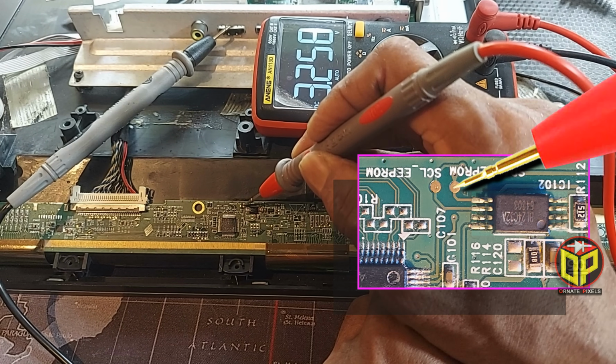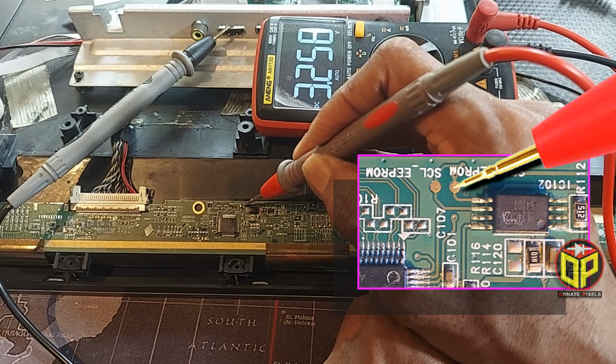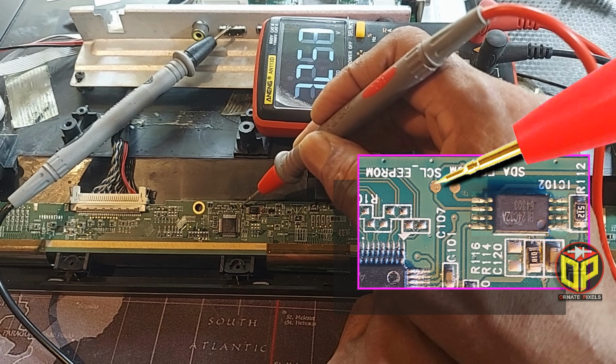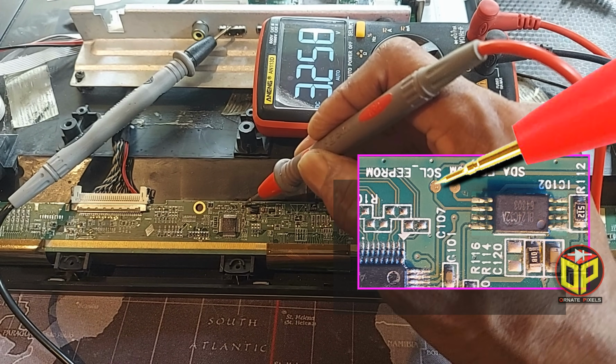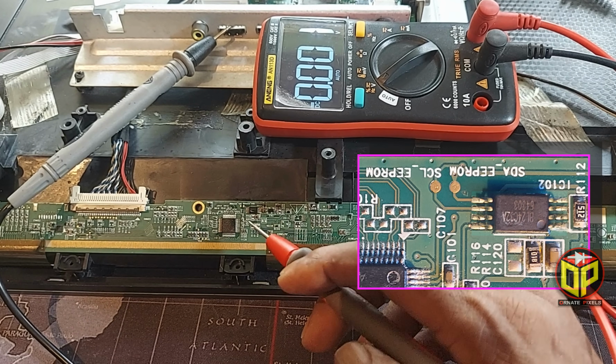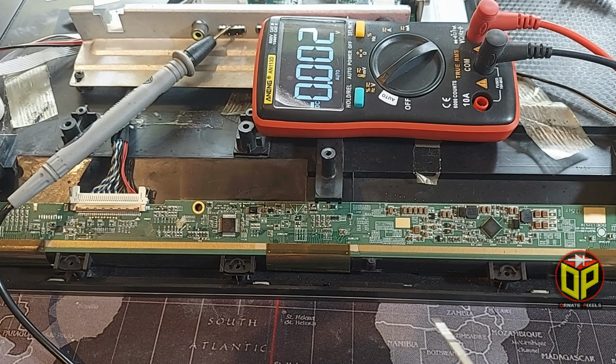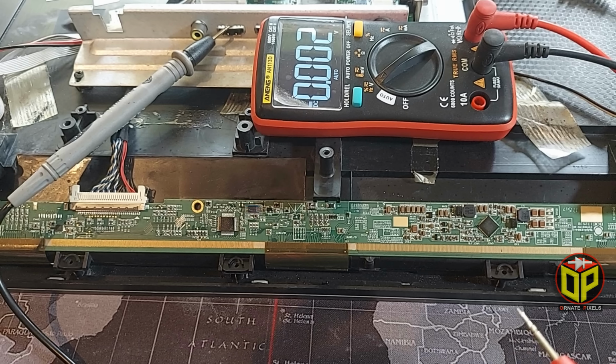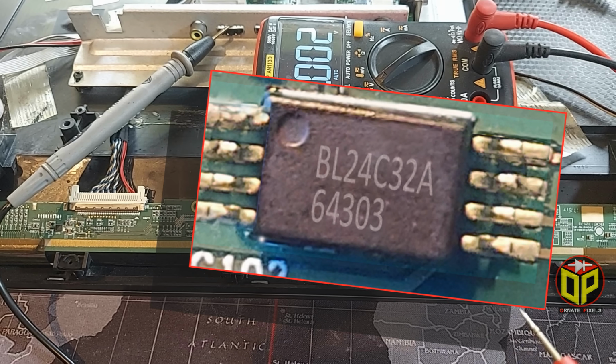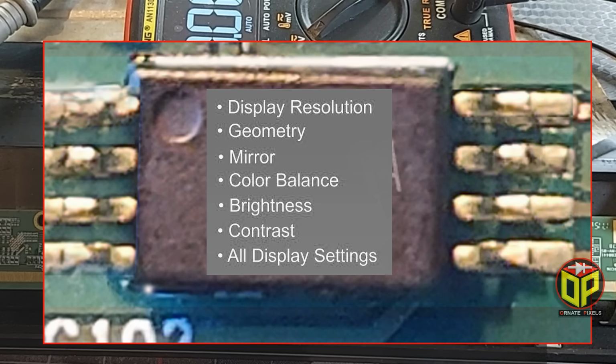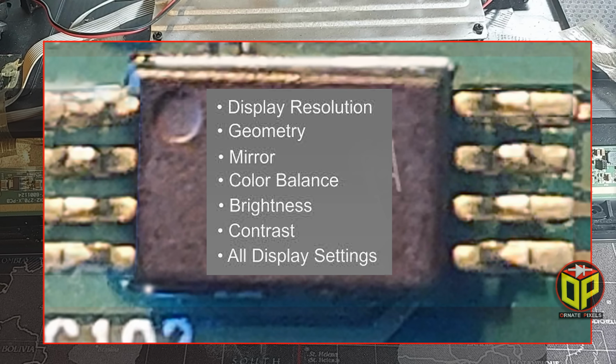SDA 3.25 volts, it's okay. SCL 3.25 volts, it's okay too. So, we understand that the EEP ROM circuit has no bias voltage problem. In this situation, we can assume that the EEP ROM data of the IC has been deleted or corrupted.